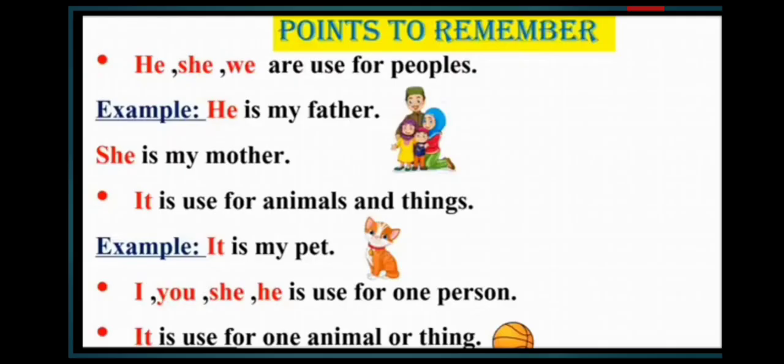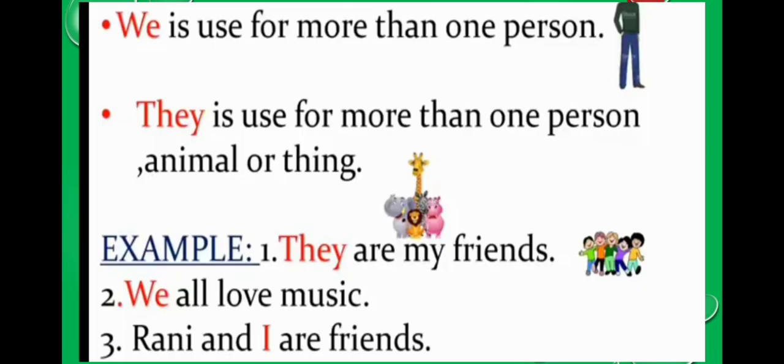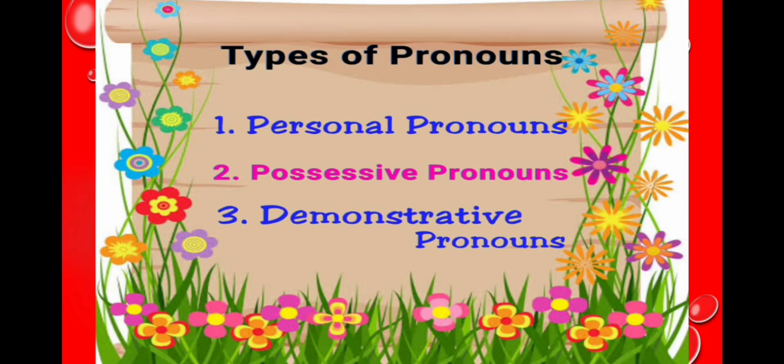There are some points to remember. Let's see what those are. He, she, we are used for people. Example, he is my father. She is my mother. It is used for animals and things. Example, it is my pet. I, you, she, he are used for one person. It is used for one animal or thing. We is used for more than one person. They is used for more than one person, animal or thing. Example, they are my friends. We all love music. Rani and I are friends. So these are the points which you have to remember always.